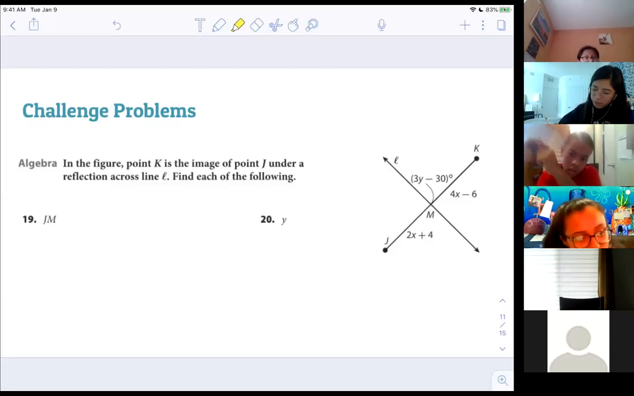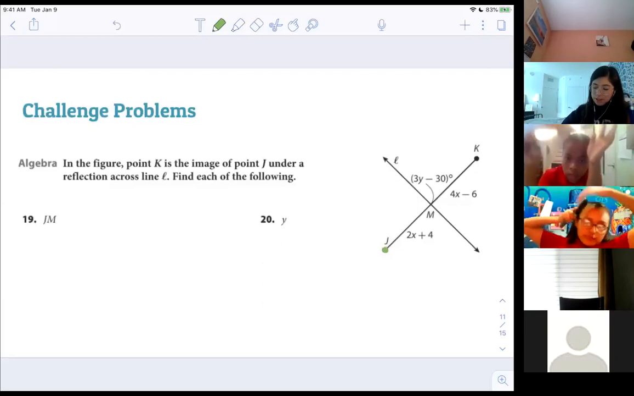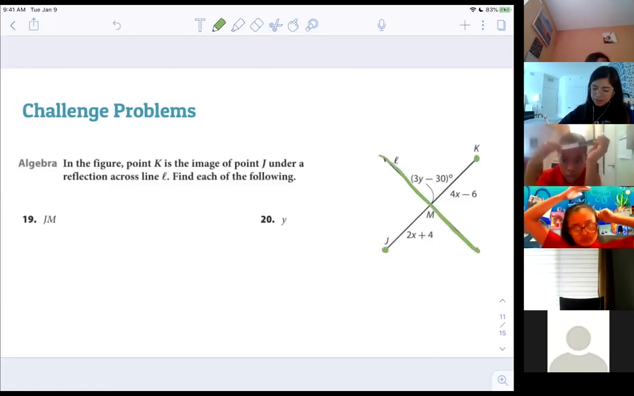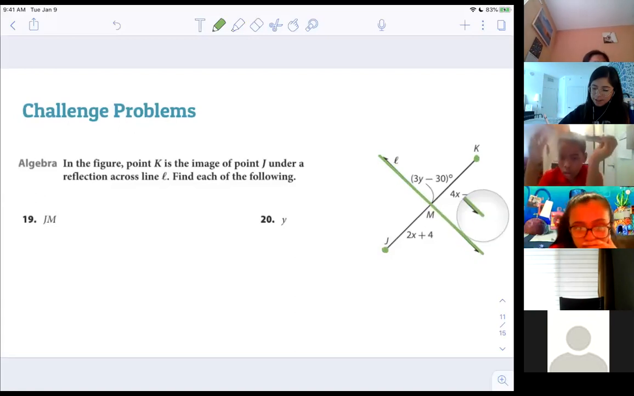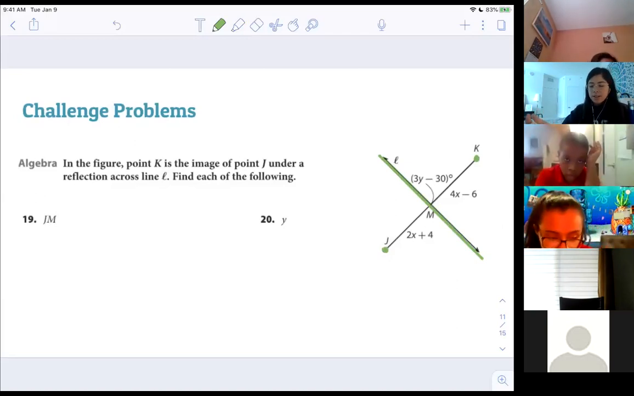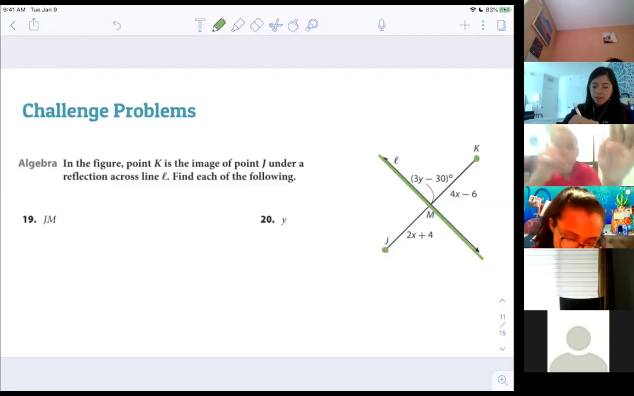All right. So we know that point J is our original and point K was the reflection. So we went from J to K, and line L is my line of reflection. That's all they're telling us. We don't know anything else. But we know some stuff about reflections that we learned today, so we can fill in more information on this diagram.